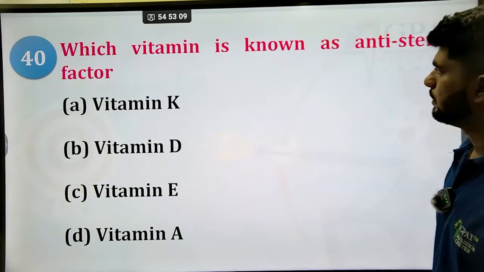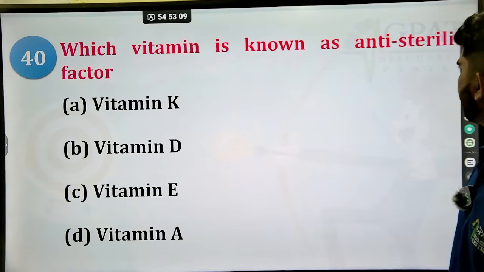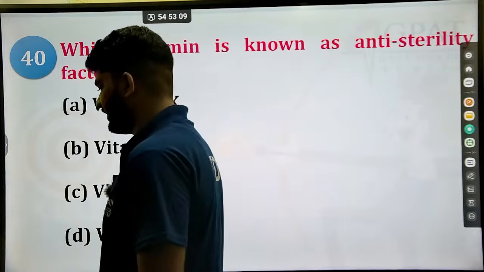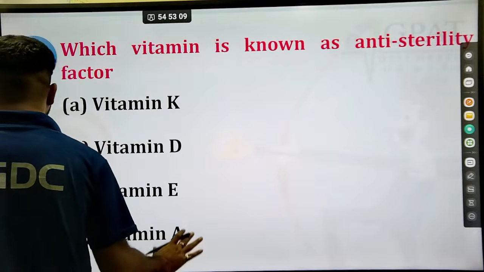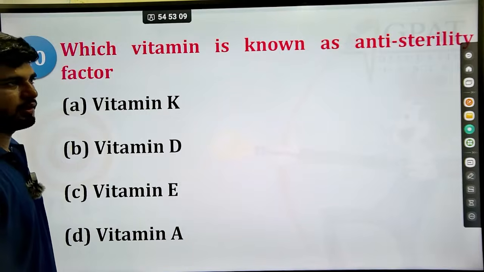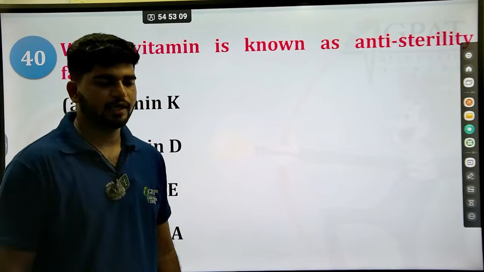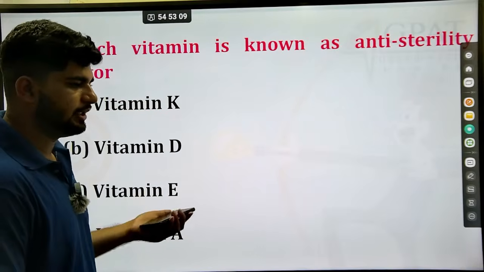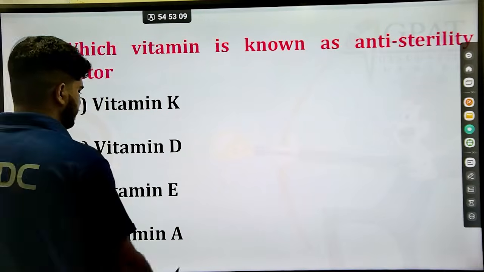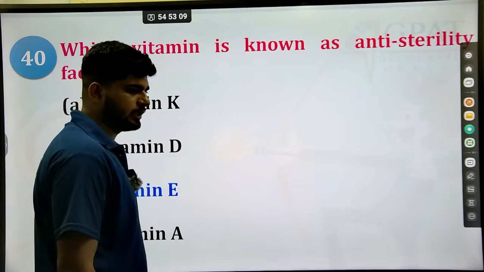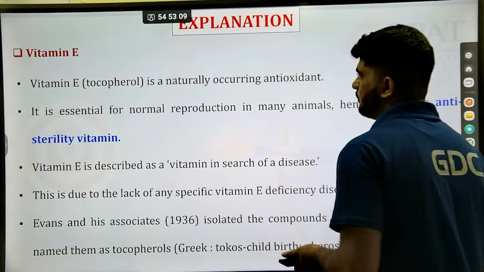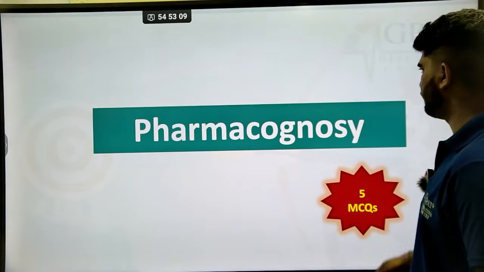Okay, chalo. Which vitamin is known as the anti-sterility factor? Anti-sterility factor keeps maintaining your fertility over here. So is it vitamin K, D, E, or A? That is your vitamin E only, right? Anti-sterility factor, vitamin E only. Chalo. Okay. Pharmacognosy, 5 questions.